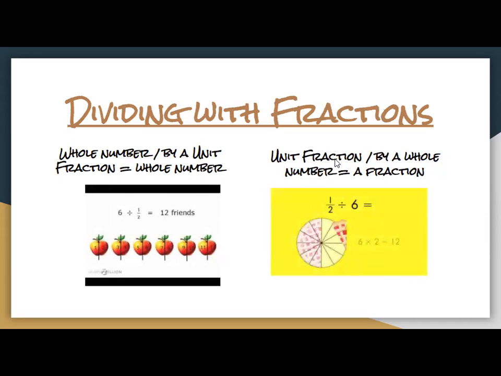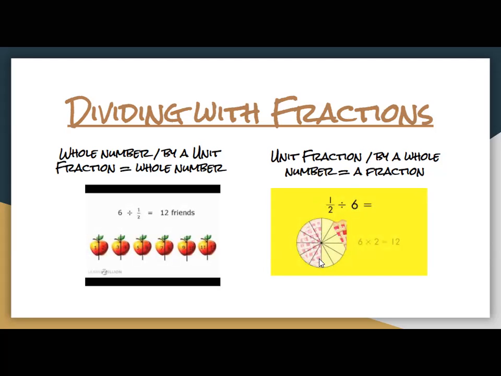If we start with a unit fraction and we divide by a whole number, it's going to equal a fraction. So if we look at this example, we started with 1/2 of a pie. That 1/2 they divided into 6 equal parts. So we're dividing by a whole number. So 1, 2, 3, 4, 5, 6. So the half that we had, we divided into 6 pieces, which meant there were 6 pieces over here also, for a total of 12 pieces in the whole.